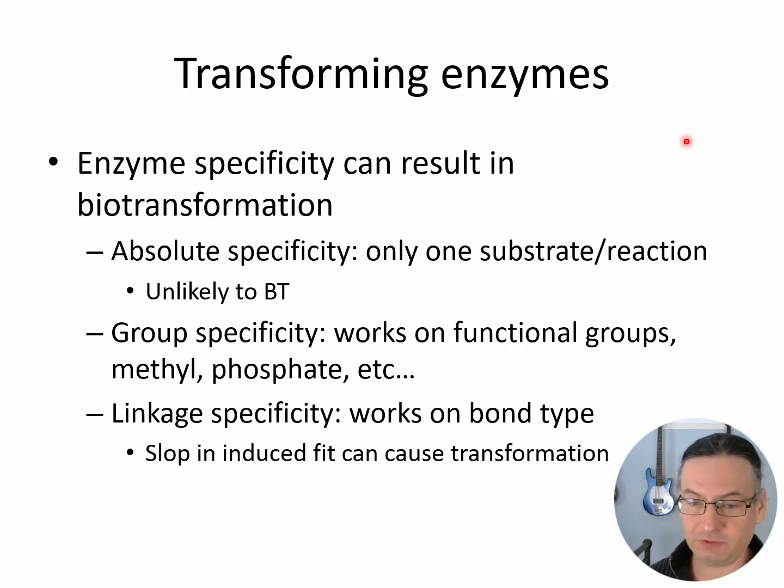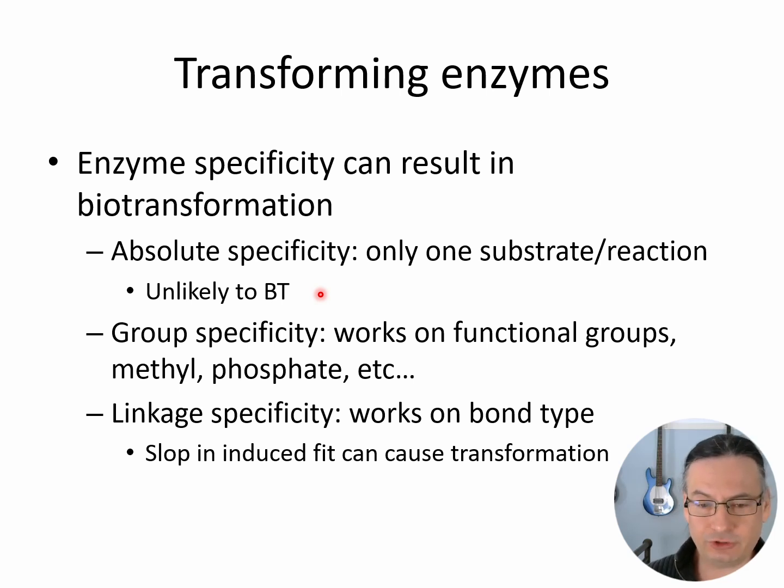Now, that freshman level, only one target thing, we call that absolute specificity. That basically is one and only one substrate can be run and only one type of reaction. Now, these are actually very unlikely to be used for biotransformation of toxins because they are very, very specific. Only if that toxin is something that you have evolved a way to detoxify and you have a special enzyme to do it, would you have that kind of reaction. It's extremely rare that that's going to be used in biotransformation.